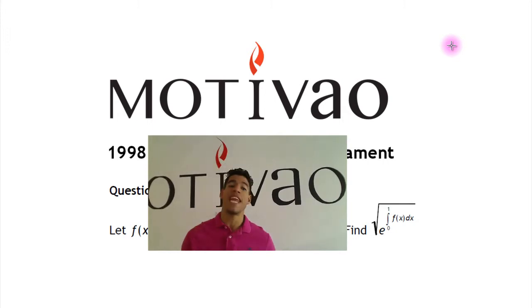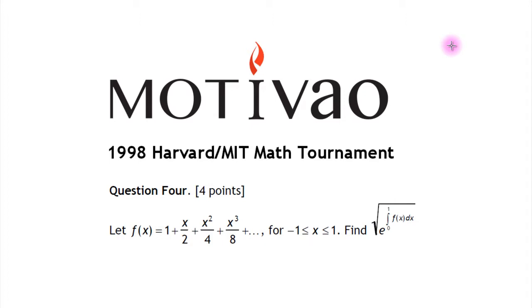Today we're going to be talking about the 1998 Harvard-MIT Math Tournament for the calculus part. Question number 4 states, let f of x equals 1 plus x over 2 plus x squared over 4 plus x cubed over 8 plus etc., for x between minus 1 and 1. Find the square root of e to the power the integral from 0 to 1 of f of x dx.